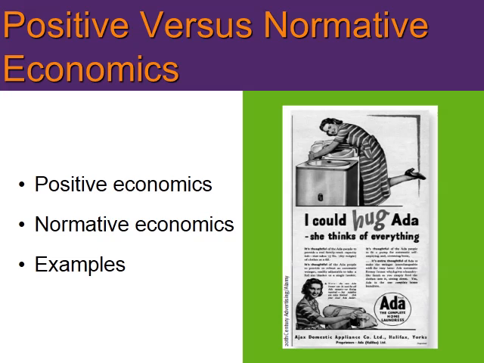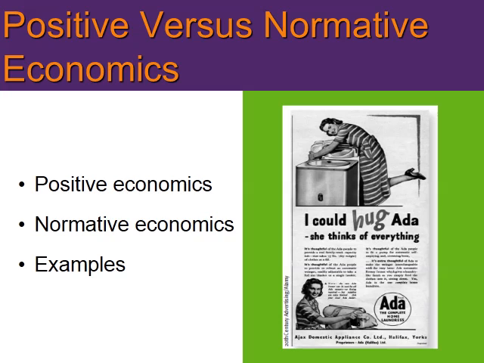For example, a positive statement: it is 60 degrees outside. This is a statement of what is. It's not really up for debate. You take a thermometer outside, it says it's 60 degrees. It is positively 60 degrees.